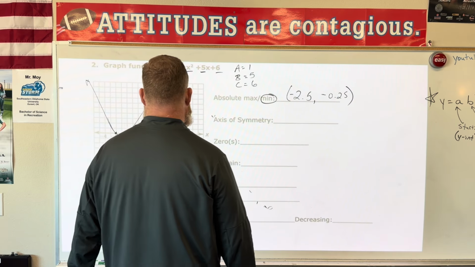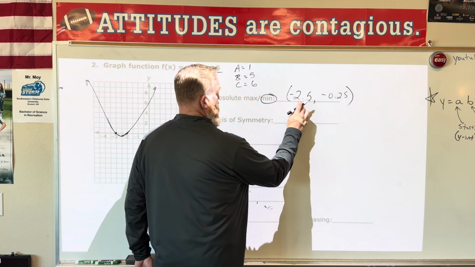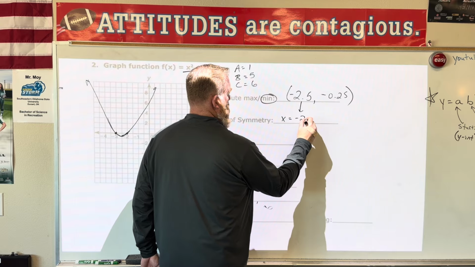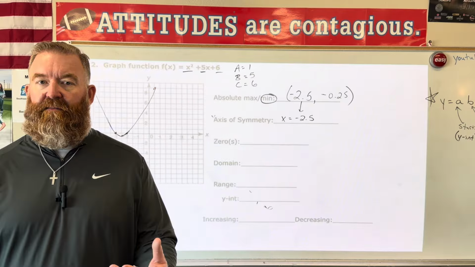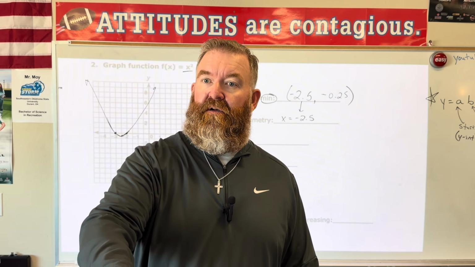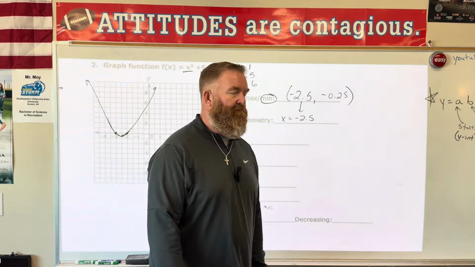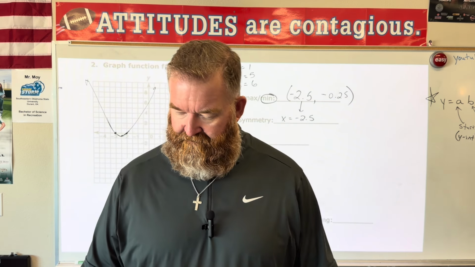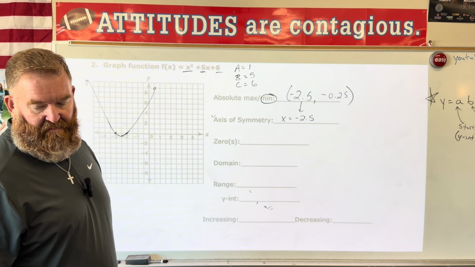So what is my axis of symmetry? Can I give you a little hint? Watch this. What's this X number? There's my axis of symmetry. It's always going to be the X number of your minimum or maximum, because your axis is going to go right through that point. So doesn't it make sense that the X number is going to match it? Very good. All right, here we go.